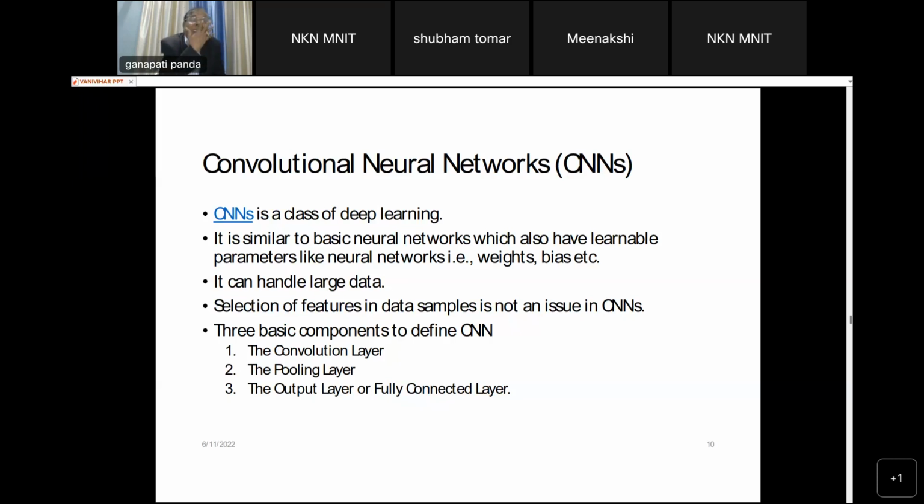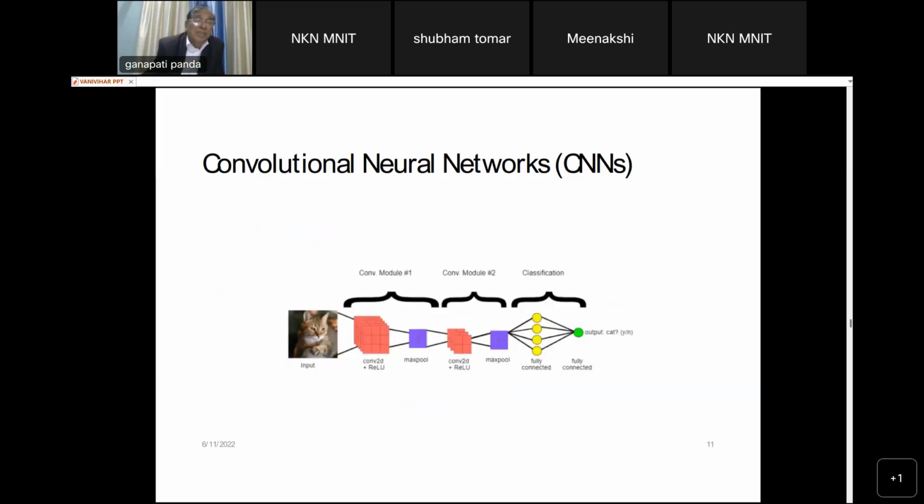And lastly, the output layer is used for prediction or classification. So these are the various parts. I give a cat, and my CNN model will tell whether it is a cat or no cat. So these constitute a convolution layer, pooling layer, and classifier.